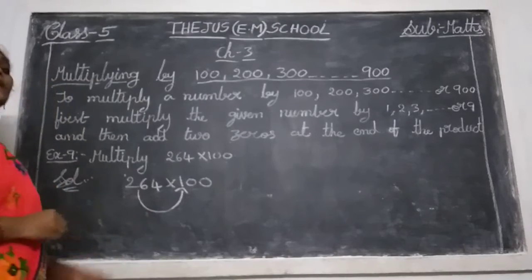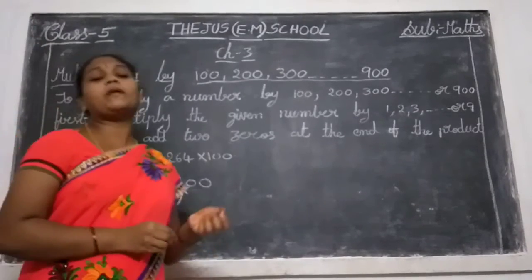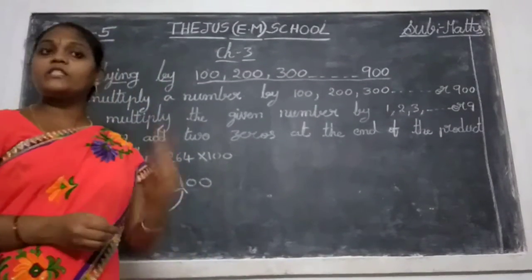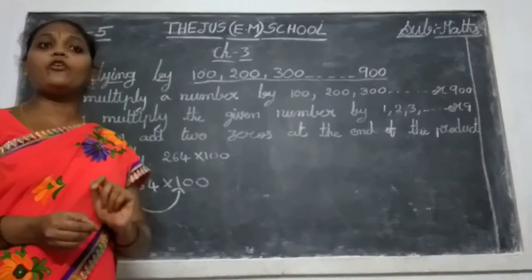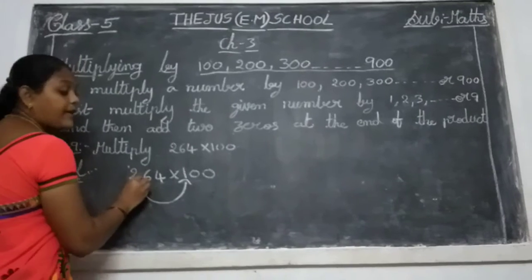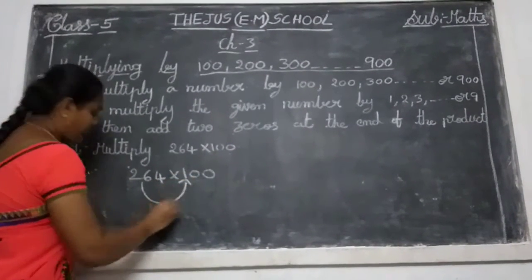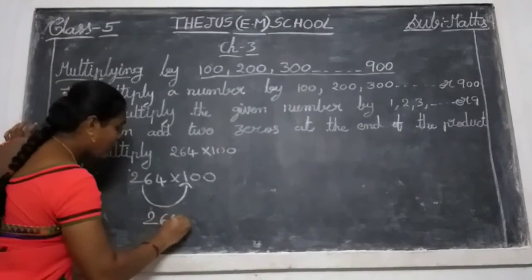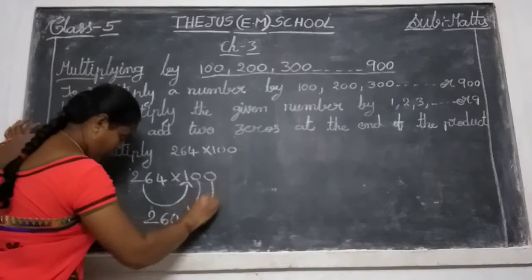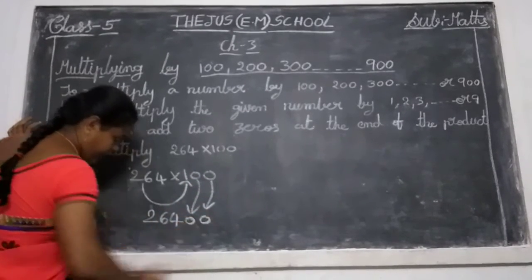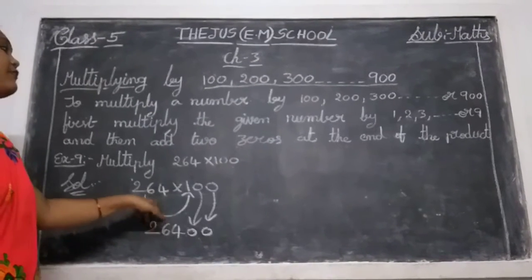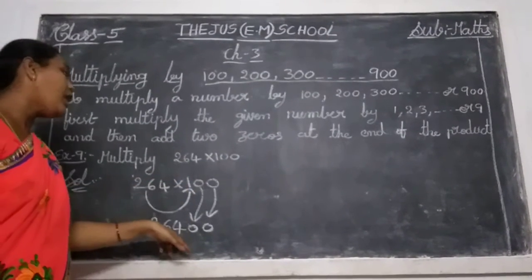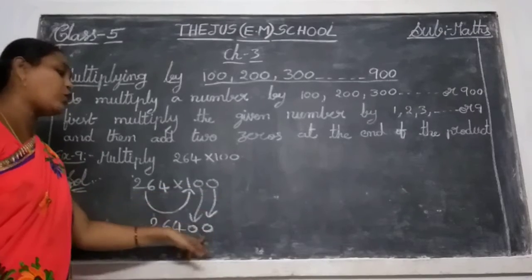Okay. Any number multiplied with 1 becomes the same number. 4 1s are 4. 6 1s are 6. 2 1s are 2. Like that way 264 1s are 264. So now we put two zeros at the end of the product. So 264 1s are 264. After that you put these two zeros.